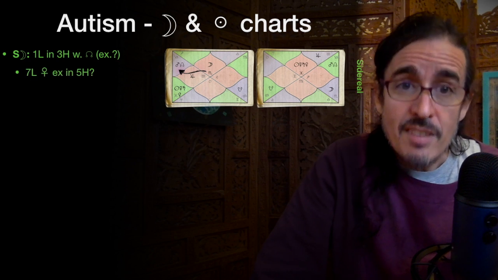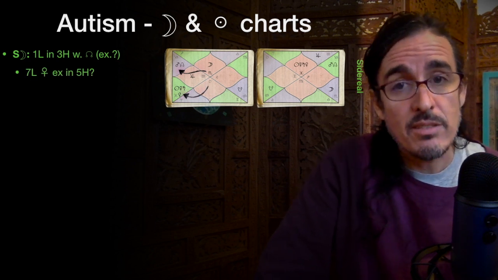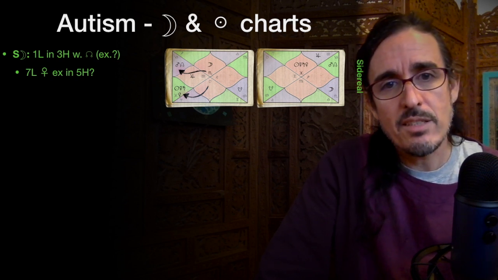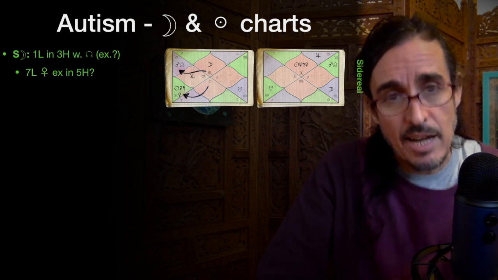In this chart, the seventh lord is Venus, exalted in the fifth house. That's a huge question mark in terms of his romantic relationships, in terms of him being autistic. Autistic people have a difficult time interacting with other people.